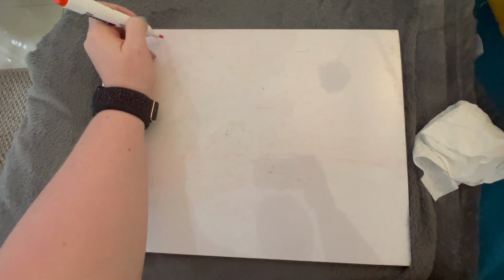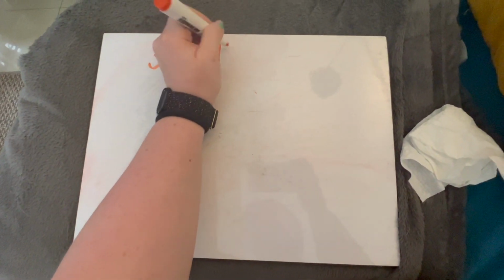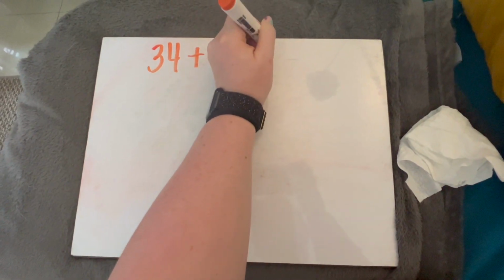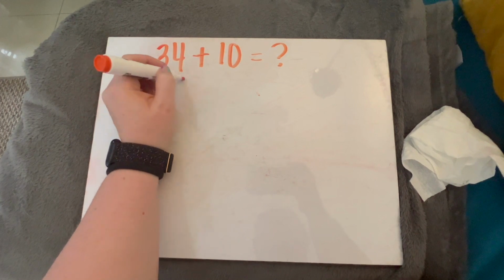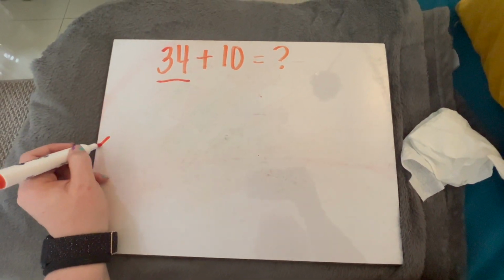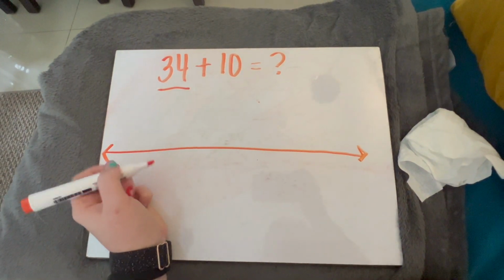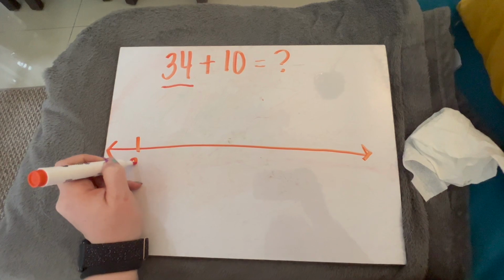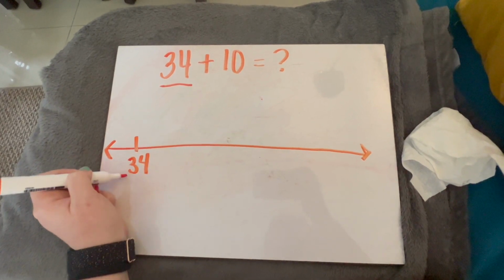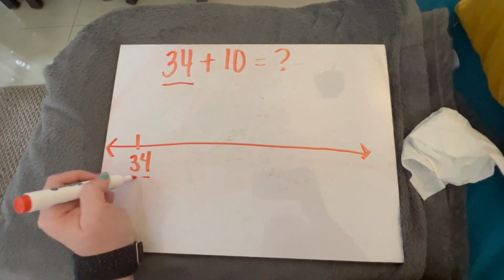I'm going to do one more problem with you guys. We're going to have 34 plus 10 is equal to question mark. Now, remember, we always start with our biggest number. I'm going to draw my number line. Here we go. I'm going to start with my biggest number on my open number line. So 34. And I always write where it is, and I always write it here on the bottom.